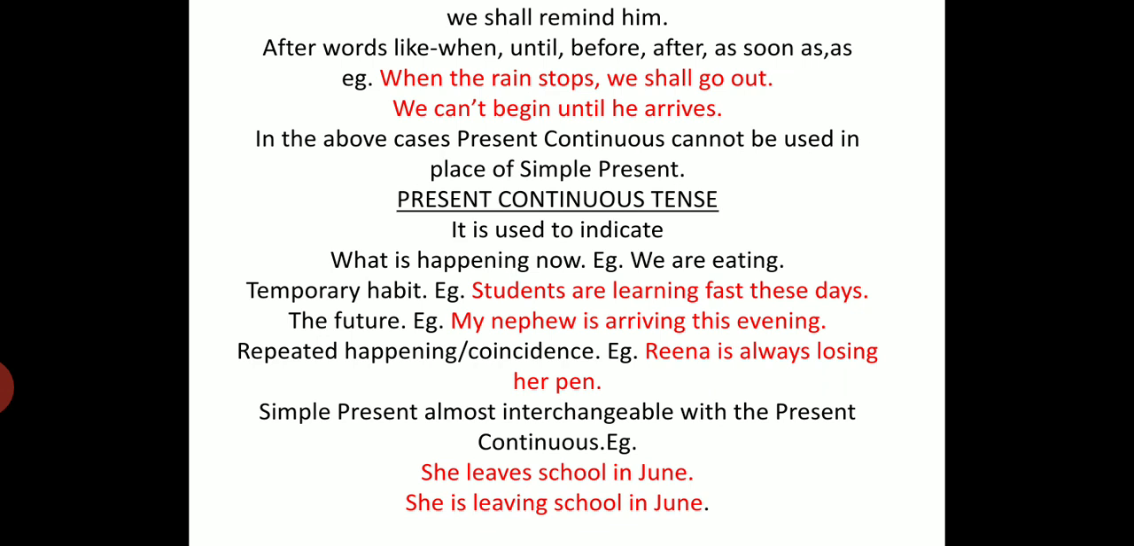Repeated happening, or if it's a coincidence. If it has been happening repeatedly or just by chance, then for example, Reena is always losing her pen. Another example which is not there on the screen, children, you may note it down. His bicycle is always breaking down.